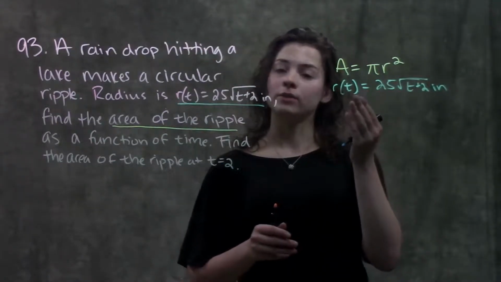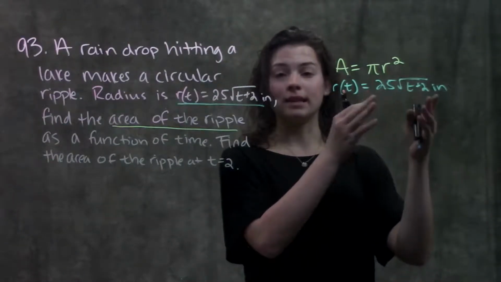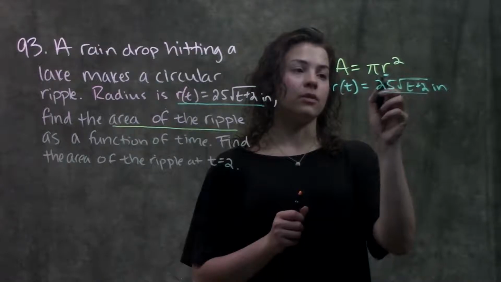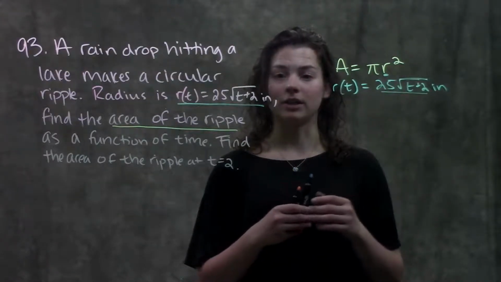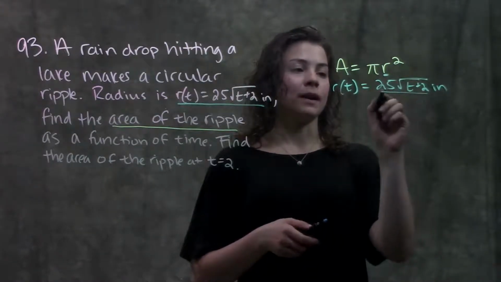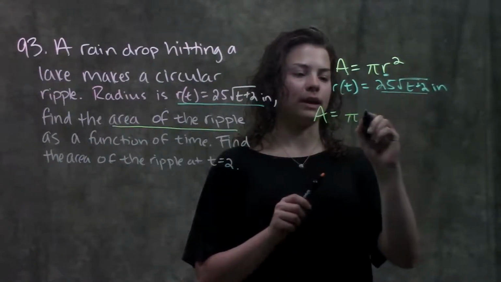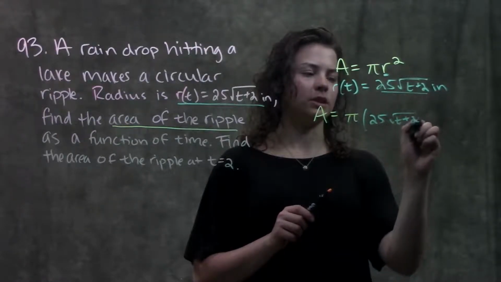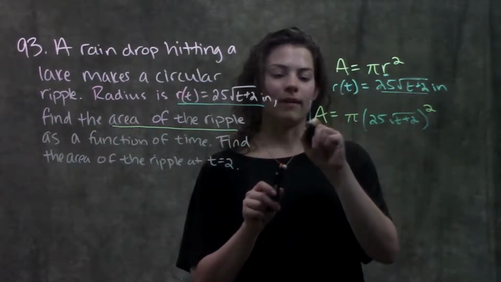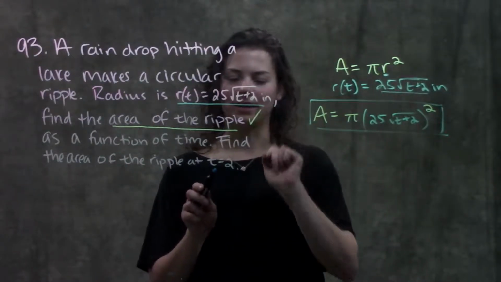Well, if we're finding the area of this ripple, we'll need to know what its radius is. And they're telling us that the radius of that ripple is found by this function. So what we'll need to do is just plug this value for r into our function for area. We'll have a composite function relating the area of the ripple with its changing radius. So when we plug this value in, our area equation becomes pi times this entire radius, 25 radical t plus 2, and all of this squared. All right, and once we've done that, we have found a general form for the area of our ripple. So this first part is done, check.